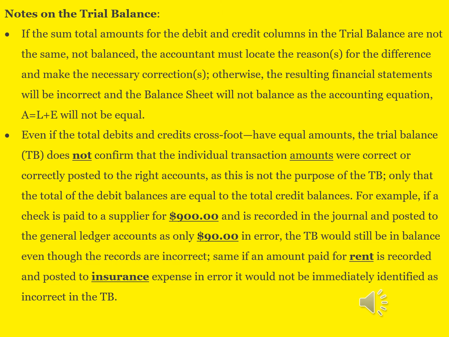For example, if a check is paid to a supplier for $900 and is recorded in the journal and posted to the general ledger accounts as only $90 in error, the trial balance would still be in balance, even though the records are incorrect. The same if an amount paid for rent is recorded and posted to insurance expense in error. It would not be immediately identified as incorrect in the trial balance.